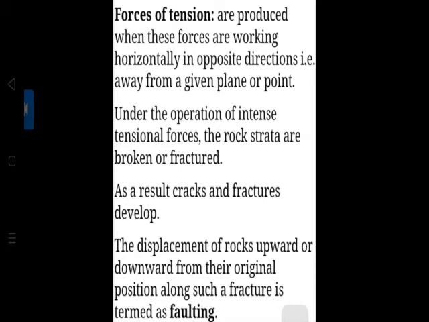Now, mind you, students, whether it's folding or faulting, we are going to study this in more detail. So now we have to just understand what happens. This is a very important section where you'll need to understand what is tensional force or compressional force. What does this exactly mean? So the displacement of rocks, whether it's happening upwards or downwards from their original position, due to a fracture or being broken, is termed as faulting.